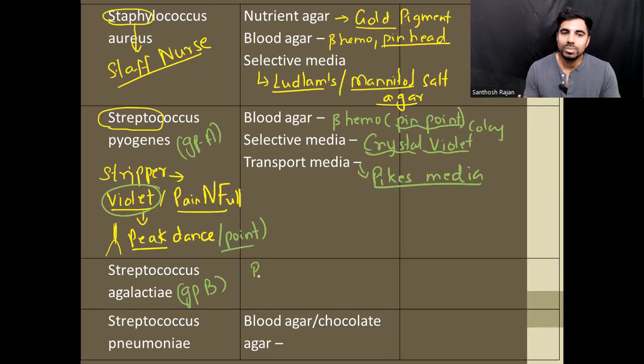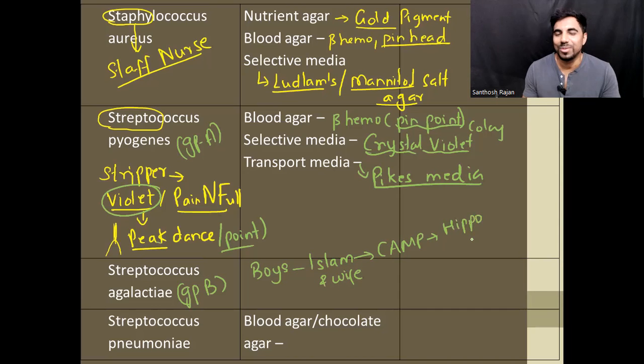B I always remember as boys. So this boy, Islam, he loves camp. He goes with his wife, because group B usually affects the female vagina. It's a commensal in the vagina, and that's how it affects the newborn. Neonates can get meningitis and septicemia. So Islam and his wife go to the camp to see what?